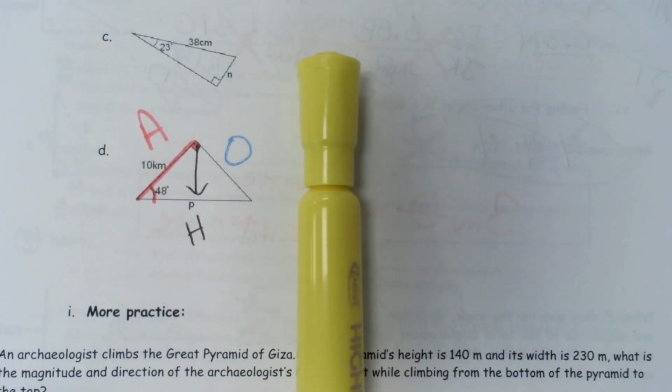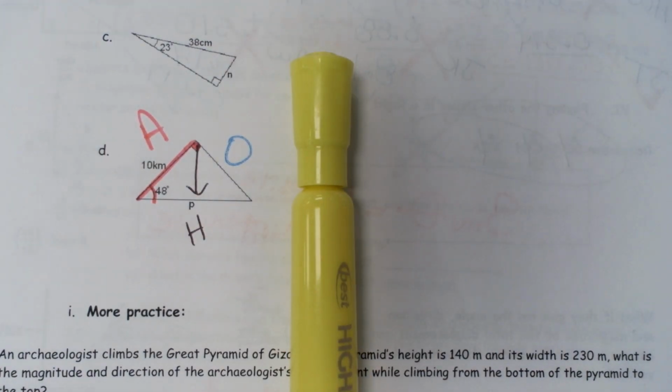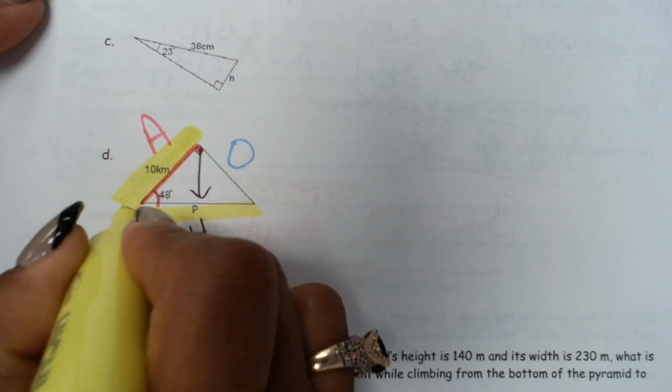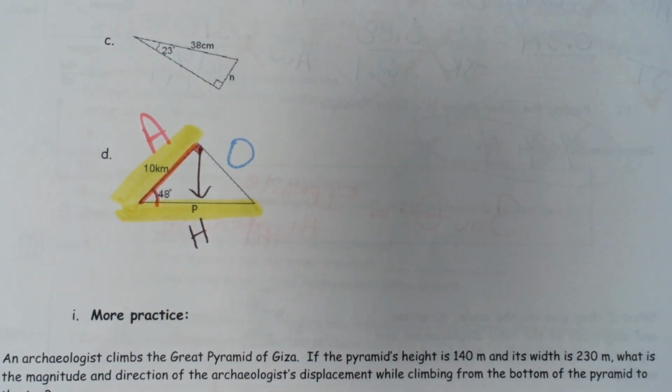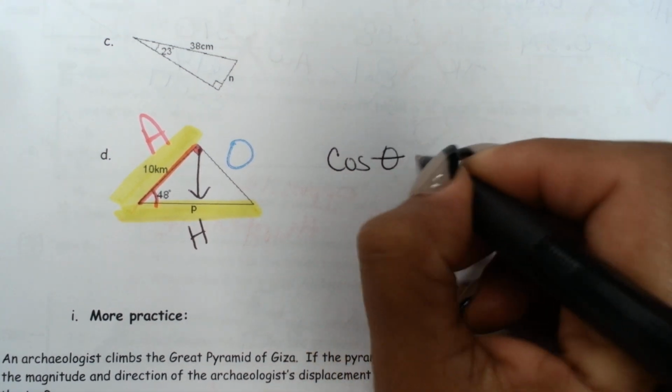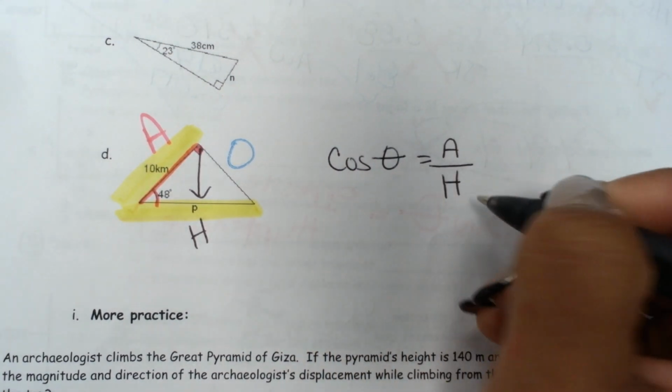Grab my highlighter. I'm going to highlight what I have and what I'm looking for. I have this leg, and I'm looking for this leg. That's the A and the H. So, the SO, the KA, or the TOA. Eric, which one is it? The KA. The cosine of the theta equals the adjacent over the hypotenuse.